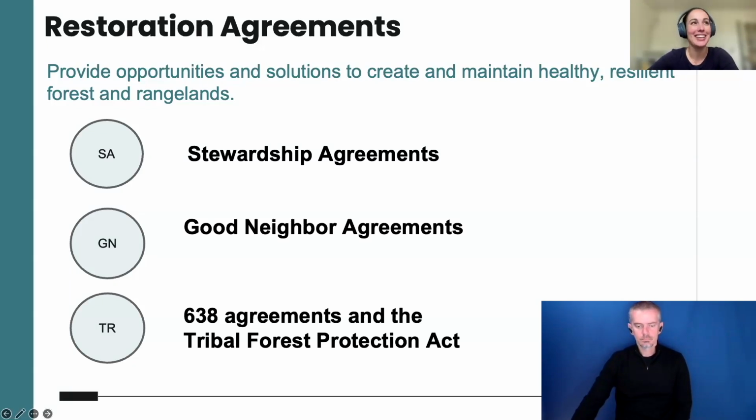Wonderful. Thanks, Michelle. My name is Emily, and I work for the Fire Adapted Communities Network. I'm going to share a little bit about the next category of agreements that we'll focus on for today, which are restoration agreements. These are a trio of agreements intended for activities that restore, enhance, and maintain ecosystems and watersheds. Next slide.